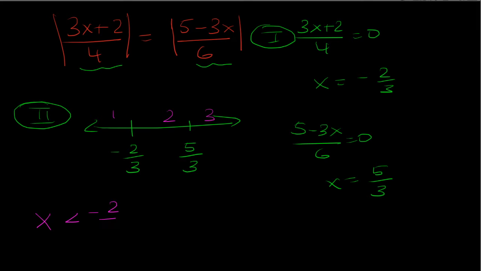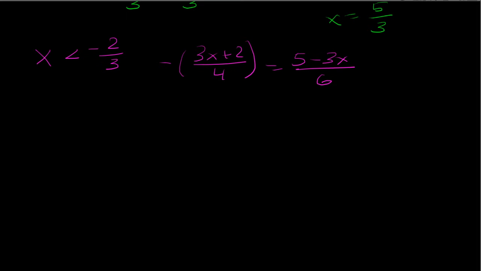Okay, so first case, x less than negative 2/3 makes this one negative. So that means we have to multiply by a negative. And if x is less than negative 2/3, (5 minus 3x)/6 is positive. So you can plug in, let's say, negative 1, and you'll get 8 over 6. So that's positive. So then you just solve this. You have negative (3x plus 2)/4 equals (5 minus 3x)/6.